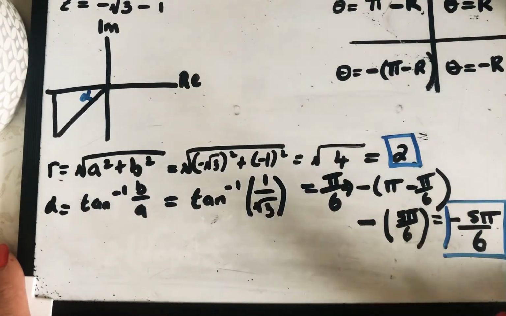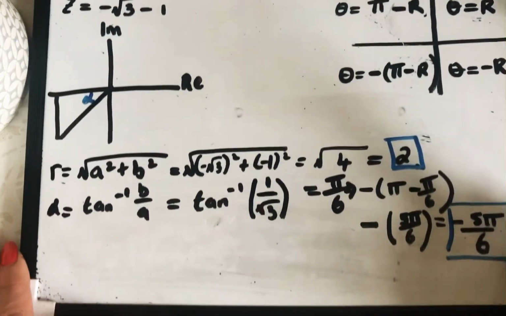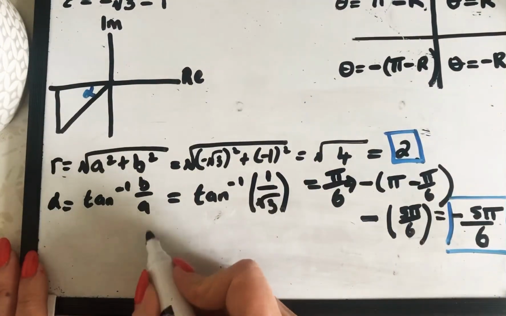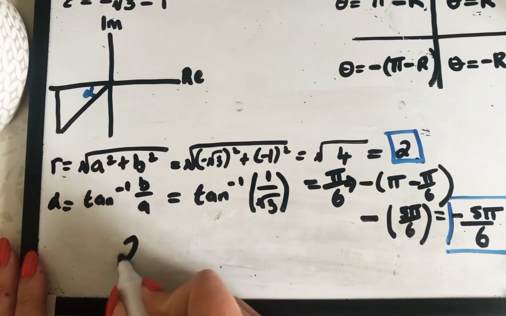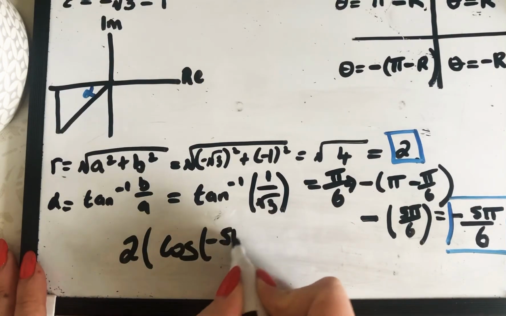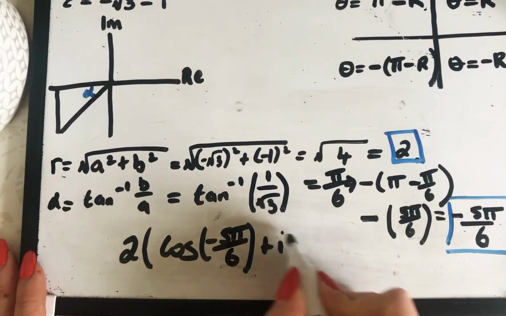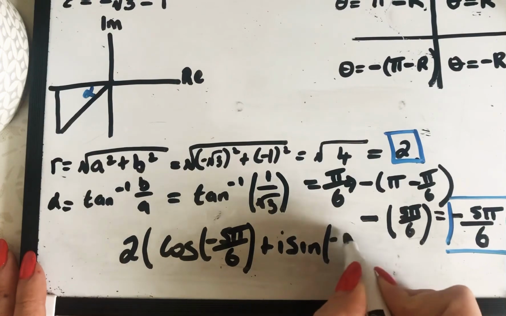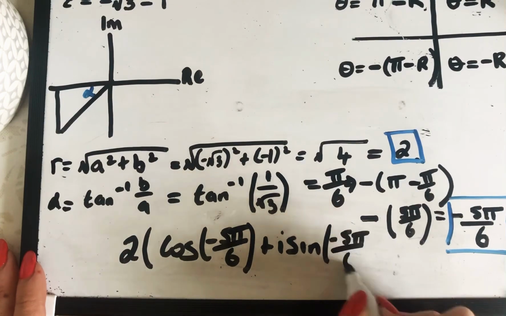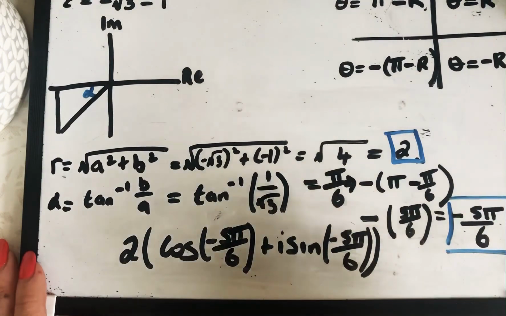And this is what we put into our formula up here, our polar form. So r is 2, cos(-5 pi over 6) plus i sin(-5 pi over 6). And we're done. This is our value of our polar form.